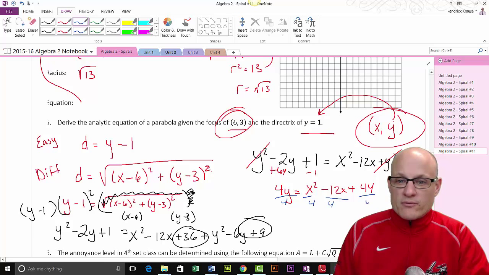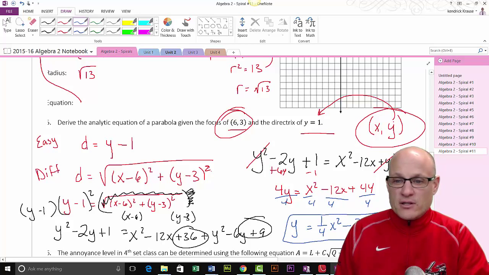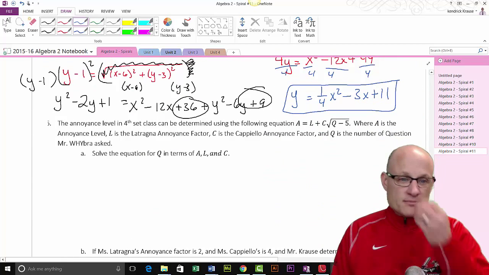4, 4, and 4. So I get y equals 1/4 x squared minus 3x plus 11. That's all she wrote.